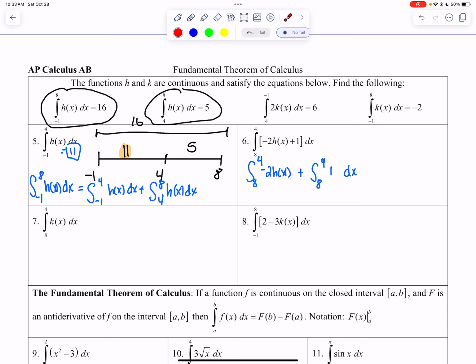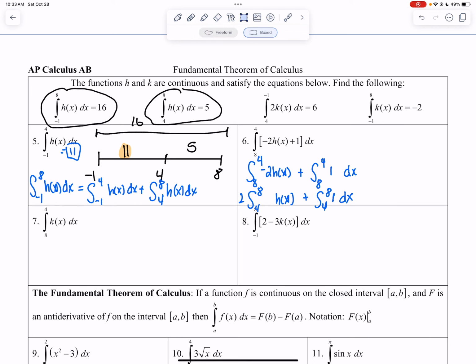Now, remember that we kind of want to go from left to right. So here, instead of 8 to 4, and this is being 4 to 8, I'm going to flip it. Same thing with this one. So for this one right here, where we have the negative integral from 4 to 8 of -2 h of x, I am going to bring out the -2 up front. So a negative and a negative will make a +2 right here.